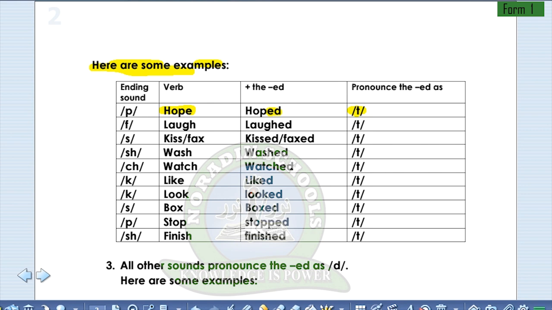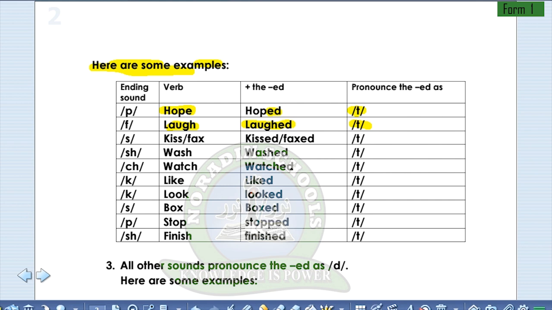Love. The word laugh has the sound F at the end, and the letter F includes the voiceless letters. Therefore, the ED should be pronounced as T. Listen to this. Laugh, laughed, not laughed. It should be pronounced as laughed. The third word has an S sound at the end, and the letter S includes the voiceless letters.